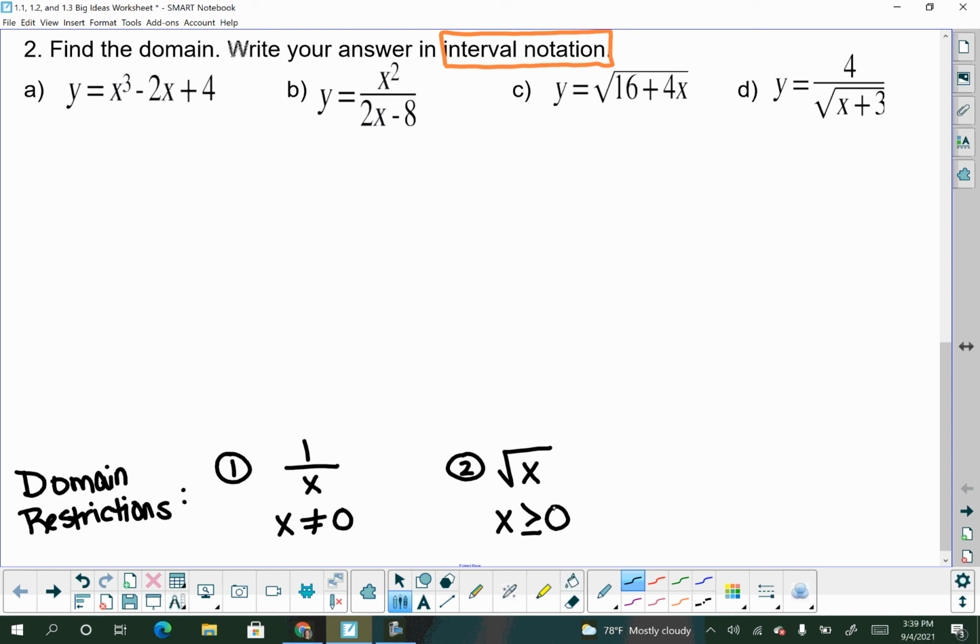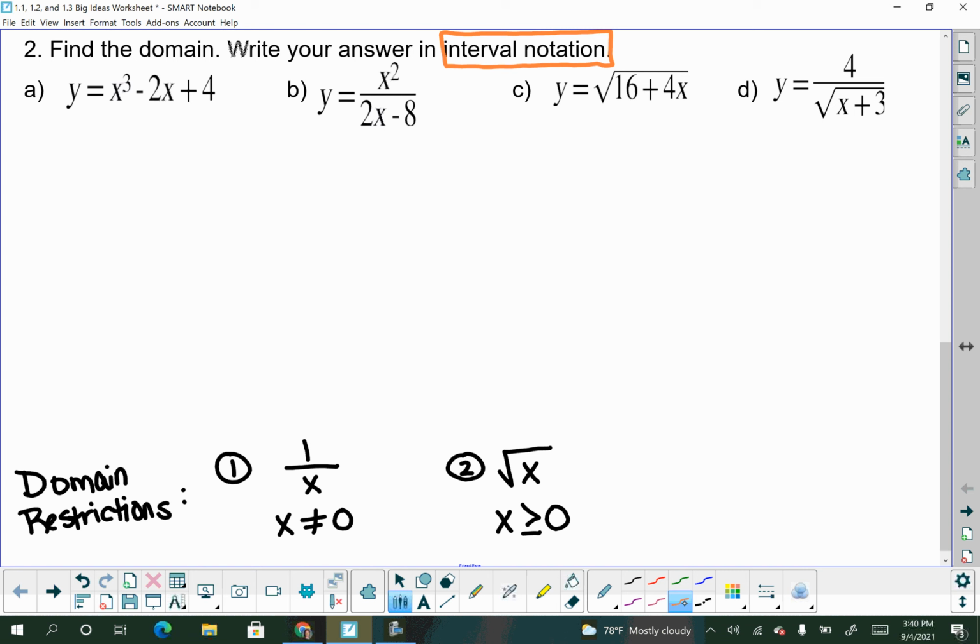So these are the two things that we're going to focus on in finding domain restrictions. If you don't have any domain restrictions, your domain is all real numbers, negative infinity to positive infinity. If you do have domain restrictions, your domain is all real numbers except for those restrictions.